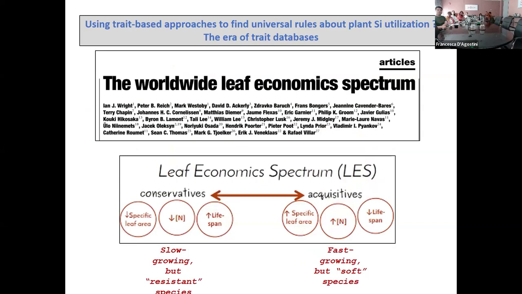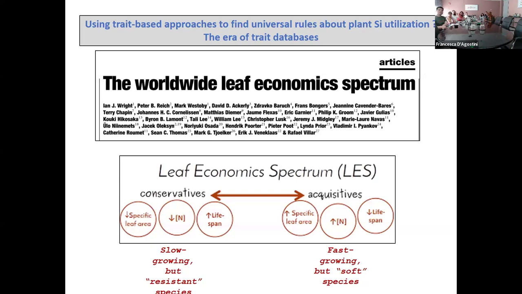After that, I tried to put silicon on the leaf economic spectrum. These are the kind of trait-based ecological frameworks, important papers published almost 20 years ago now. It showed that six major leaf traits are correlated with each other worldwide, revealing a global trade-off between two different ecological strategies. On the one hand, you have fast-growing species, but they are soft in a way. They are not very well defended against stress, and their leaves live for a very short period of time, so the cycle is very quick. On the other side of the spectrum, you have tough, very slow-growing species, with low nutrient concentration, low photosynthetic rates, and so on.